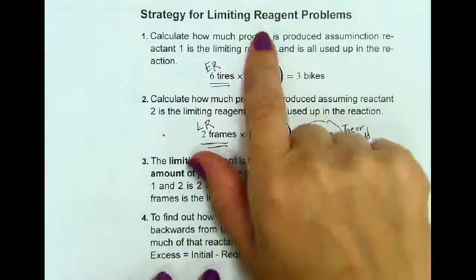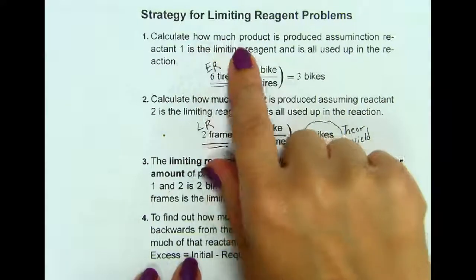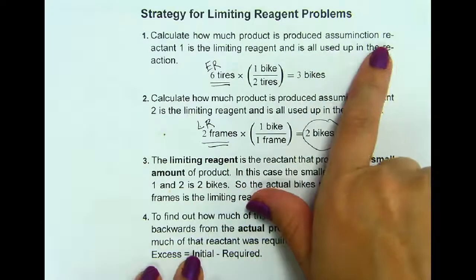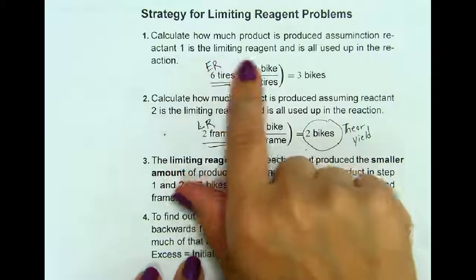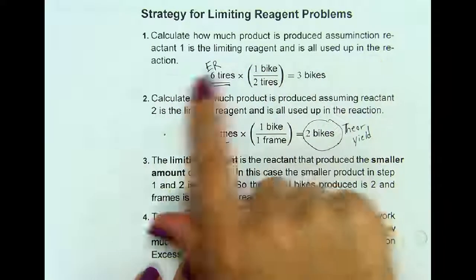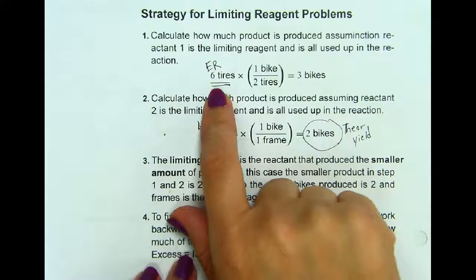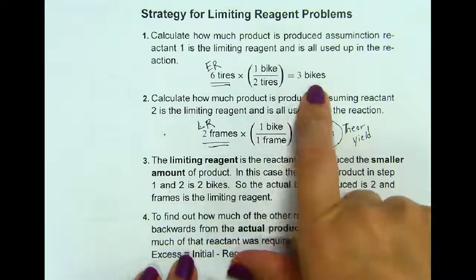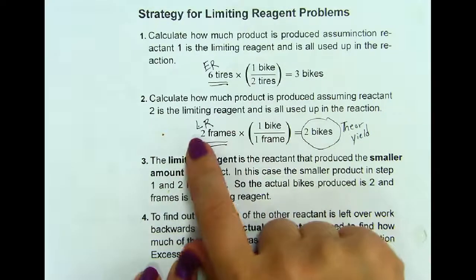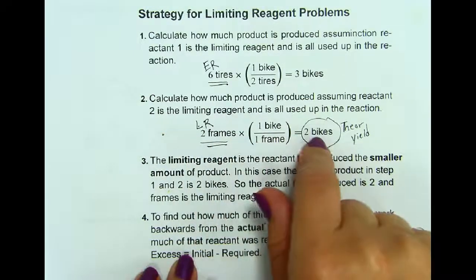So strategy for limiting reagent problems. You want to calculate how much product is produced, assuming the reactant 1 is the limiting reagent and all is used up in the reaction. So we're just going to assume the tires are the limiter, and let's see how many bikes we can make. Well, we can only make 3 bikes. If we assume the frames are the limiter, notice that we can make 2 bikes.